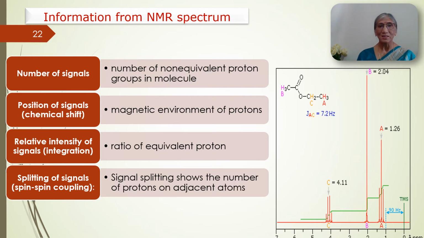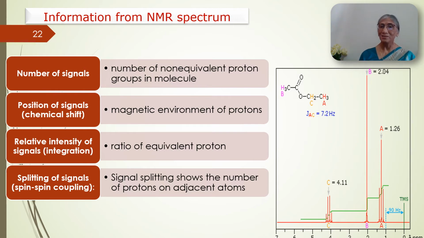So the very first thing is the number of signals. The number of signals tells us how many types of protons there are in the molecule, that is, the number of non-equivalent protons in a molecule. The second thing is the position of the signal.